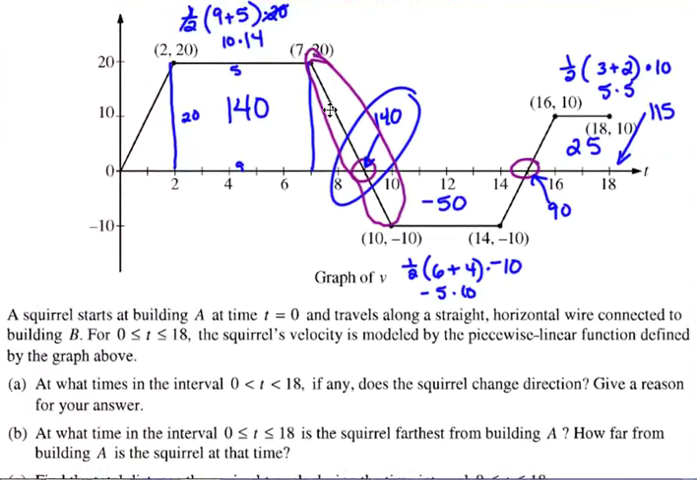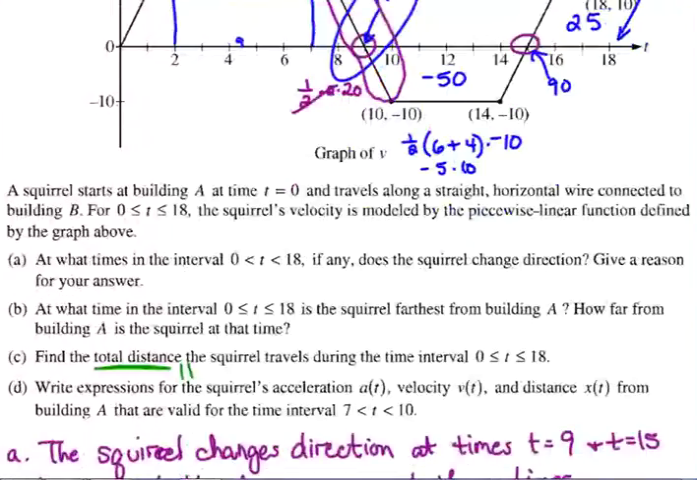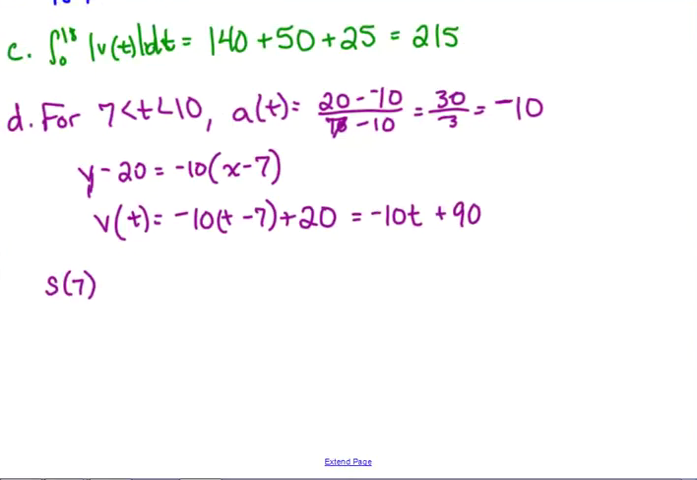So if we take off this little triangle, I think it's easier just to find the area of that triangle, right? 1/2 times the base of 2 times the height of 20. So 20 is the area of that triangle right there. So he's at position 120. S of 7 equals 120.